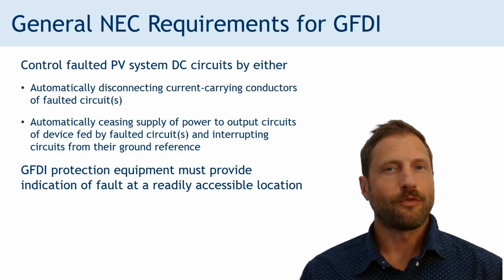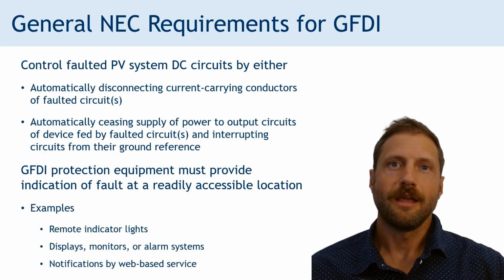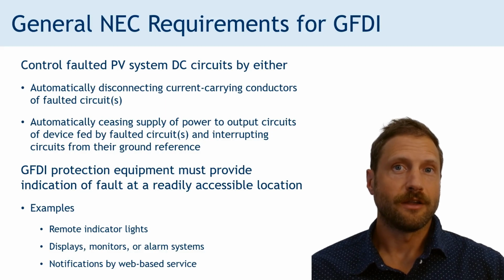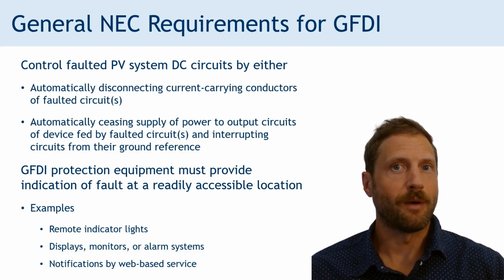Regardless of how it controls faulted circuits, GFDI protection equipment must provide indication of a fault at a readily accessible location. Examples of how this is done include remote indicator lights, displays, monitors, or alarm systems, and notifications by web-based service.